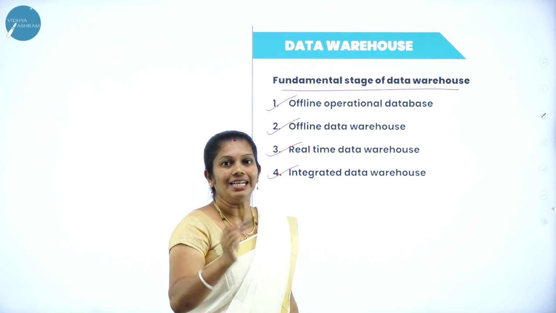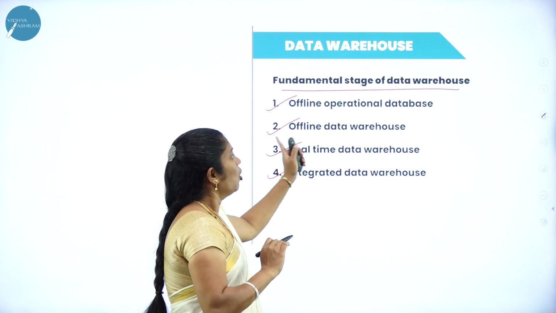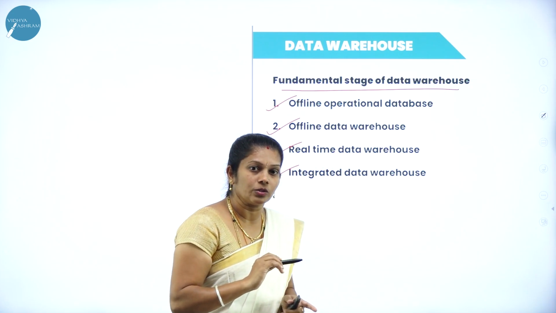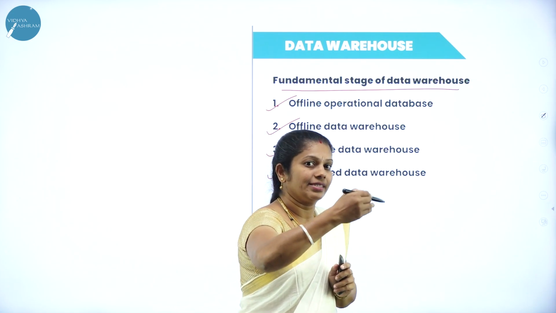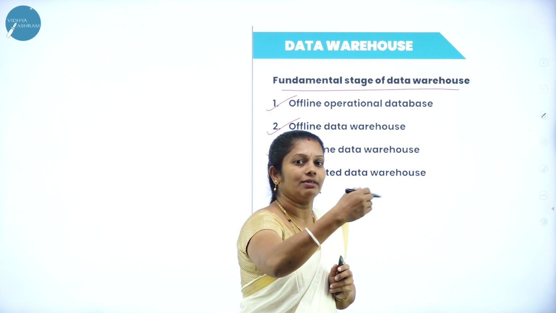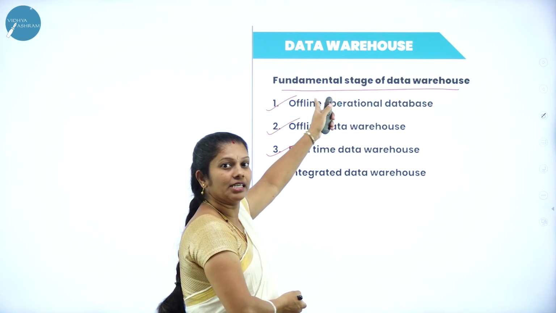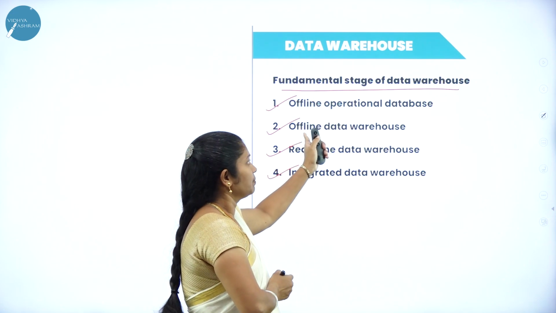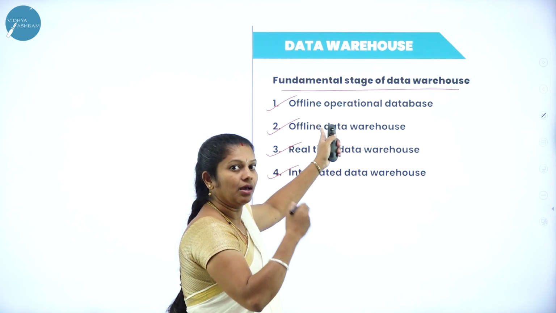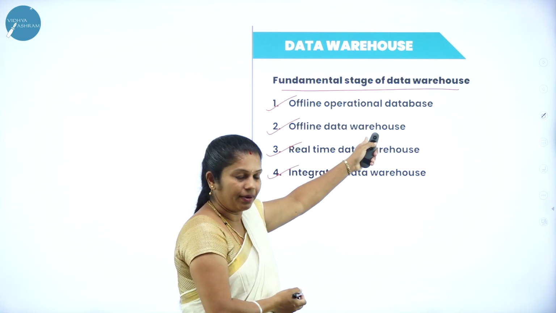Offline operational database. Then offline data warehouse. It means that even without internet, whatever transaction occurred, everything we have to maintain. This is the history of the data, whereas whatever is happening presently offline, everything has to be updated.